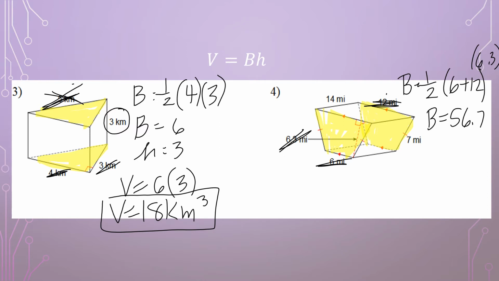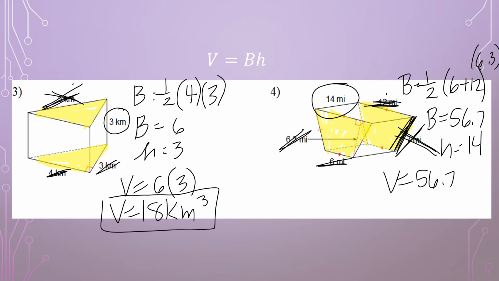And then this is where you need to be careful to decide on the height of the figure itself. So 7 is the side of the trapezoid. It is not the height of the figure. So we are not going to use that 7. The height of the trapezoidal prism is 14. So then plug that into your equation, V equals B, so 56.7 times the height, which is 14. Then multiply those two together, and you get 793.8 miles cubed.